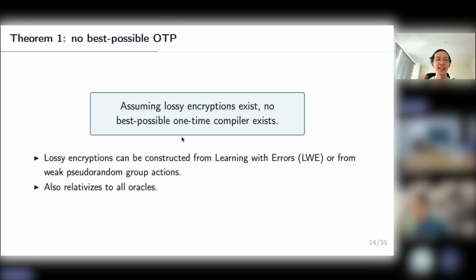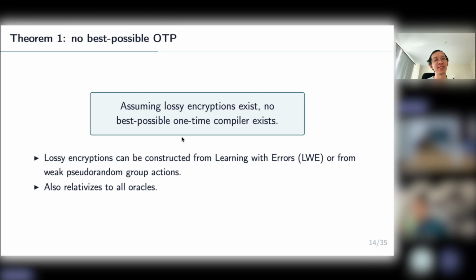Lossy encryption is a cryptographic primitive that we know how to construct from somewhat standard post-quantum assumptions, such as learning with errors or weak pseudo-random group actions. Furthermore, this is true relative to any oracle, including the standard model. So how should I think about lossy encryption? Sorry for the interruption. Is it like it just leaks some of the ciphertext? Oh, sorry, some of the plaintext? Is that how I should think about it?